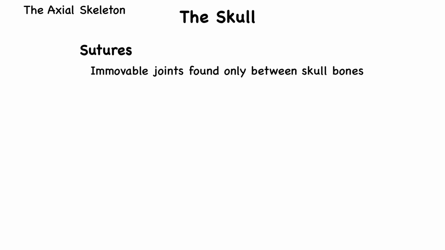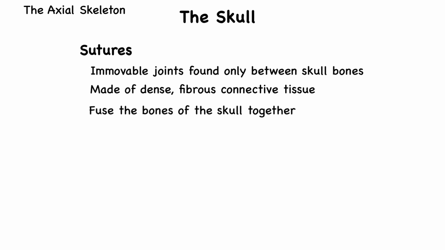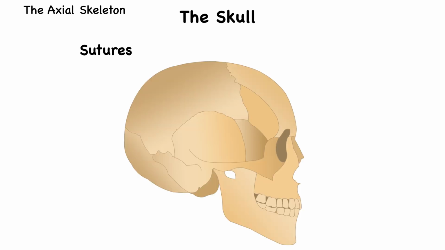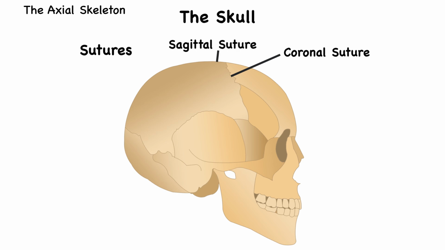Let's talk a little bit more about the sutures of the skull. The sutures are immovable joints that are found only between skull bones. They're made of dense fibrous connective tissue, and their purpose is to fuse the bones of the skull together. The major sutures include the coronal suture, which connects the frontal bone to the parietal bones, and it runs across the top of the skull like a crown. The sagittal suture, which connects the 2 parietal bones, and it runs along the midline from front to back.